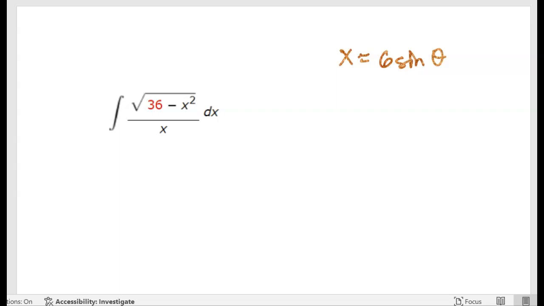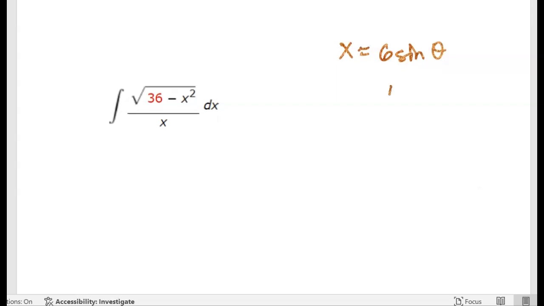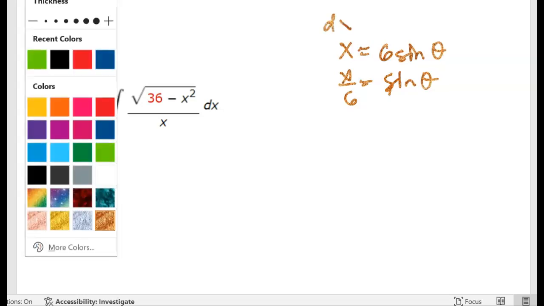Okay, so we got to deal with that root. So typically we're going to let x be 6 sine theta is the method we use, and we'll see why that works out when we draw our triangle. If we want, we can solve for sine theta. In order to draw our triangle, we can get dx, because we're going to need to sub that out as well when we go to theta.